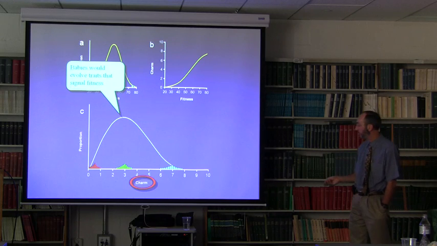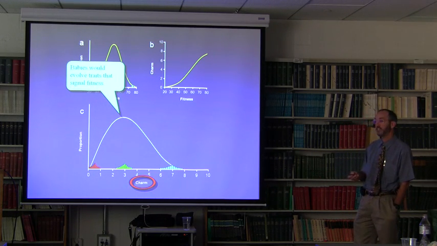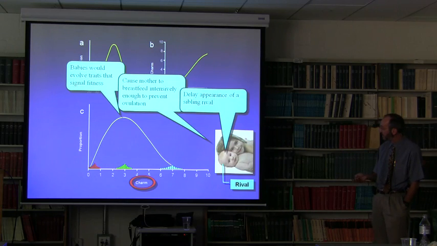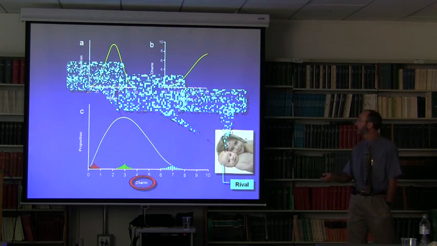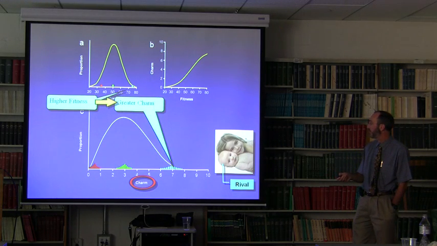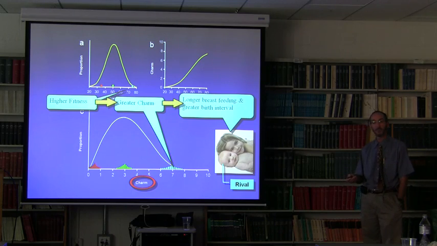If so, then babies would evolve traits like the one we're calling charm that would signal fitness, which would cause mothers to breastfeed intensively enough to prevent ovulation, and thereby delay the appearance of a sibling rival. Higher fitness would produce greater charm, which would lead to longer breastfeeding and greater birth intervals.